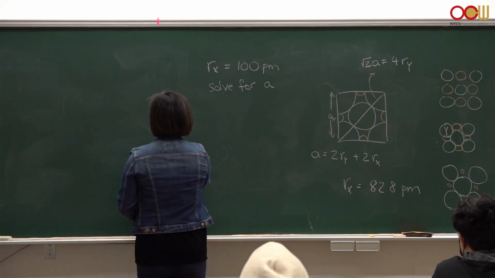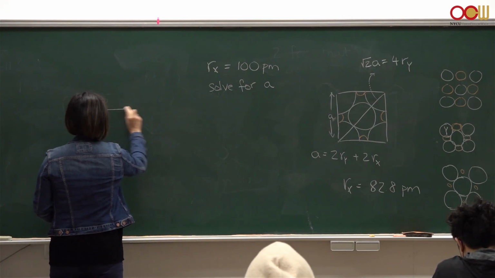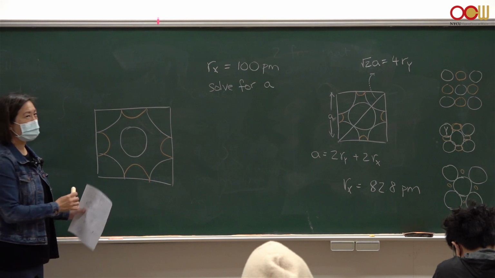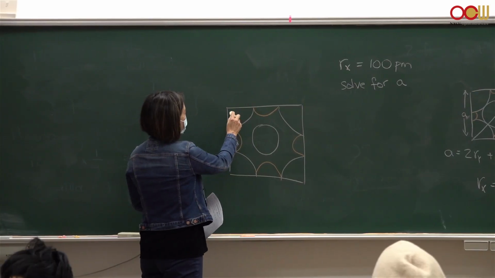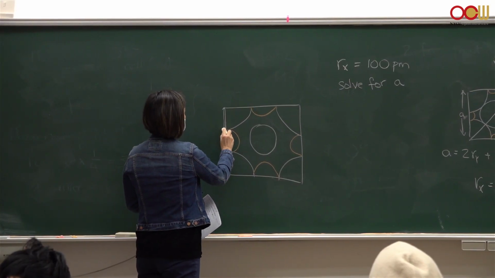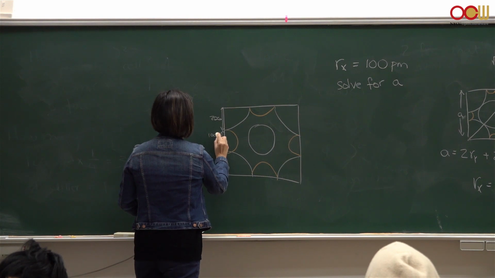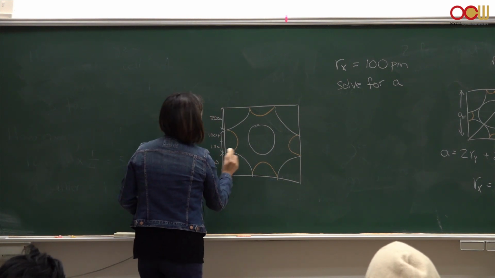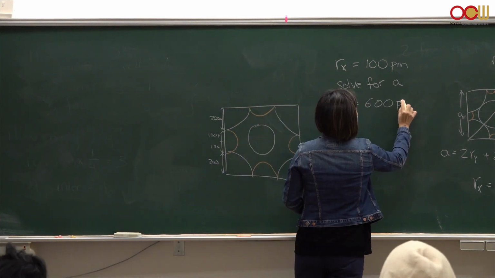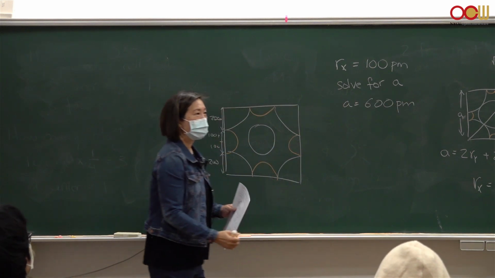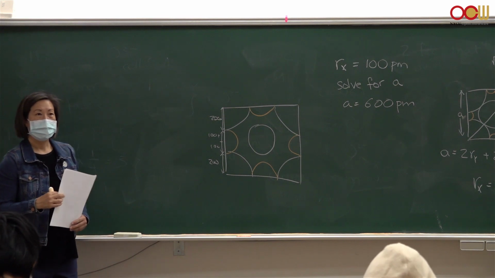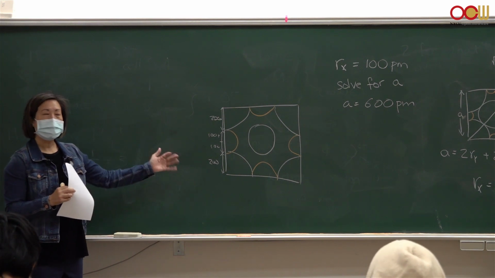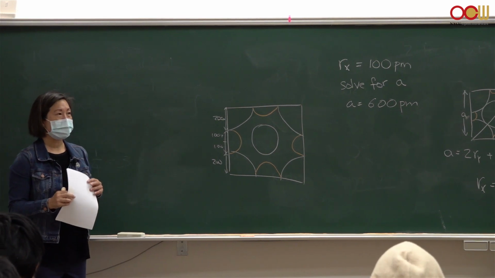Pretty easy, so I can draw it this way. Not to scale. But we see that this is 200. This is 100 plus 100. This is 200. So A is 600 picometer, right? So the unit cell will have a lattice parameter of 600 picometer.